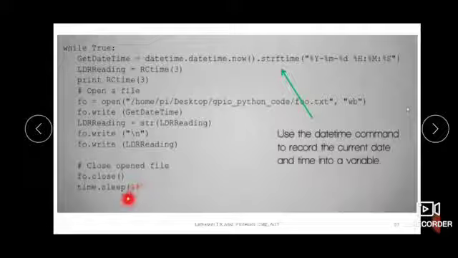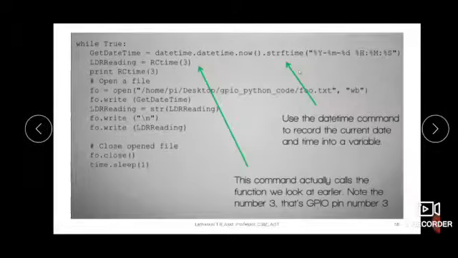Then time.sleep(1). It will wait for 1 second and the program ends. So the value we have read from the light resistor is displayed on the screen because of this, and also written into the file. Okay, so let us see how this program executes.